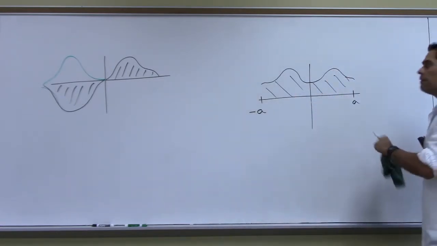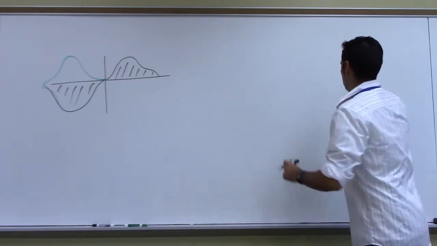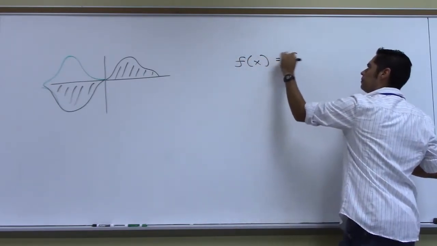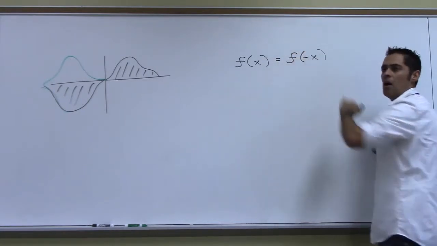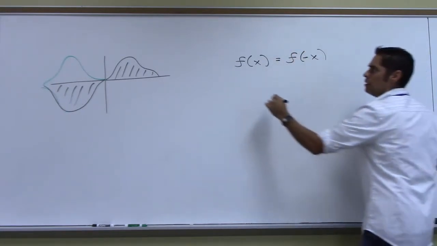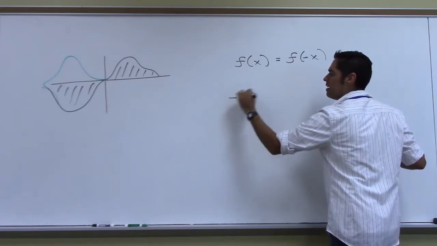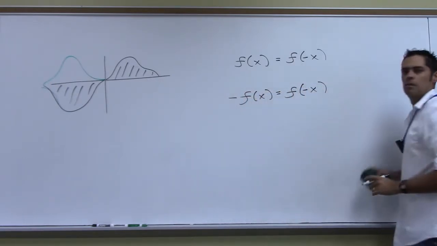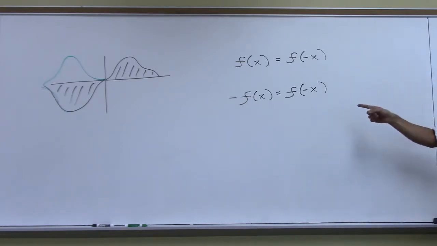How can you check to see if a function is odd? Like I showed you even was this, right? What is it for odd? It's negative f of x is f of negative x. That's what it means for a function to be odd.